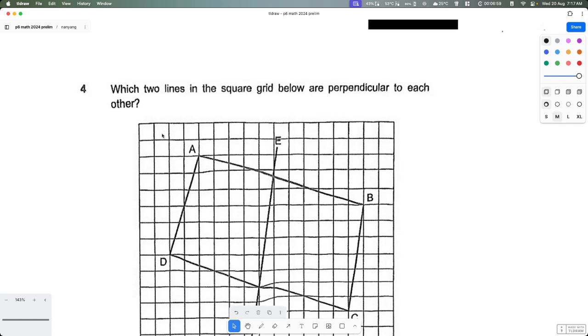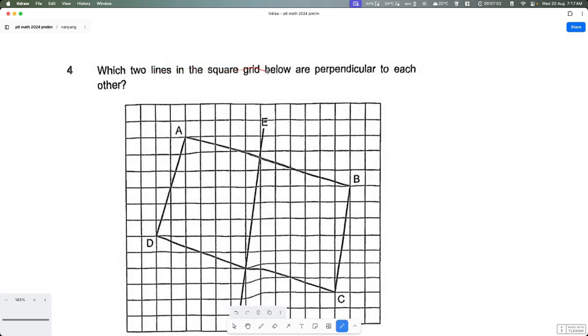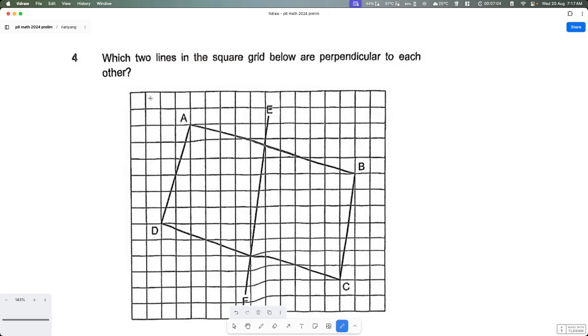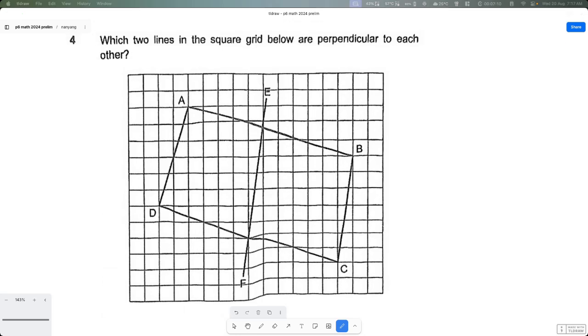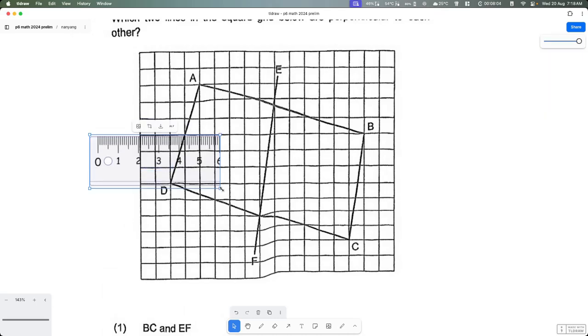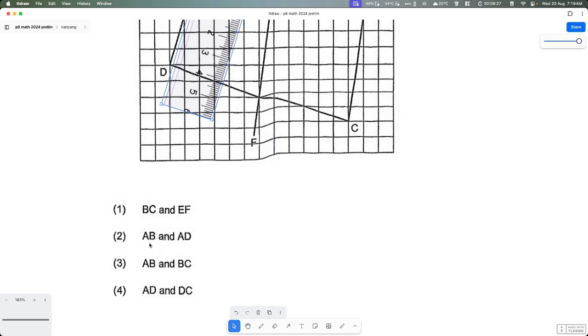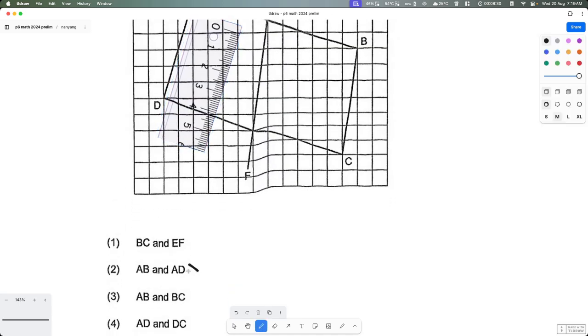Question number 4. It says here, which two lines in the square grid below are perpendicular to each other? In this case, the best is to just use a ruler. So grab your ruler. Using your ruler, we need to find the perpendicular lines. So we can try A and B. You can just align this over here, something like this, right? For AB, it doesn't really seem aligned in terms of perpendicular. AB and AD doesn't really. Okay, so AB and AD is not it, so we cancel this.